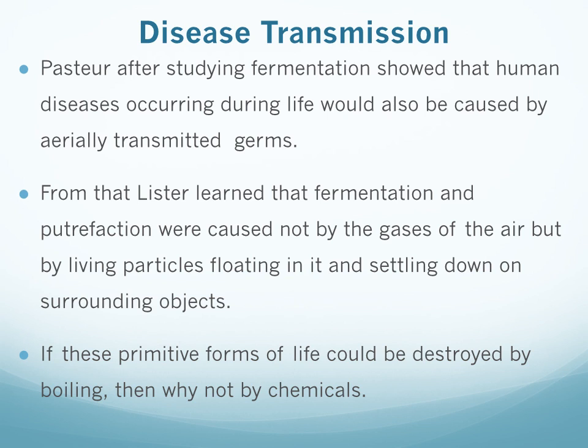Lister was also aware that microorganisms could be destroyed by boiling water or the broth. If these primitive forms of life could be destroyed by boiling, he thought, why not use chemicals to kill these organisms? So Lister started working on the use of chemicals. He came to know that antiseptic substances were used by early Egyptians. Alcohol, oil, wine, glycerine, chlorine, and iodine and coal tar were the various substances that were used by the Egyptians.